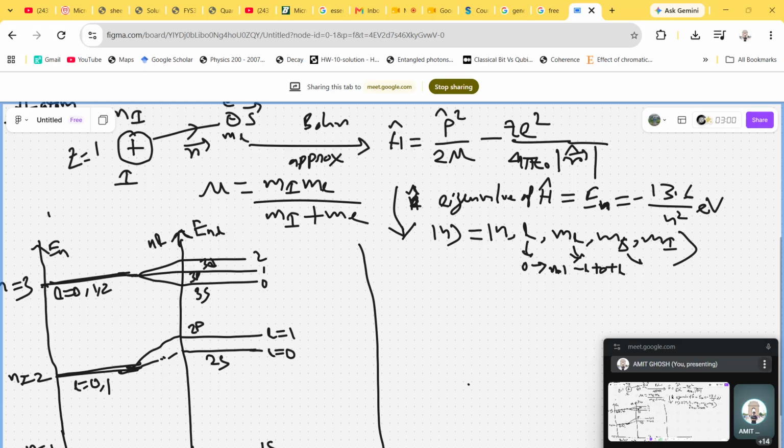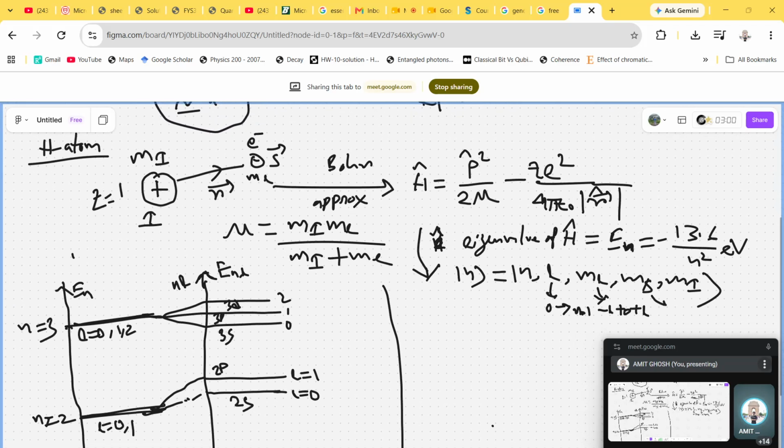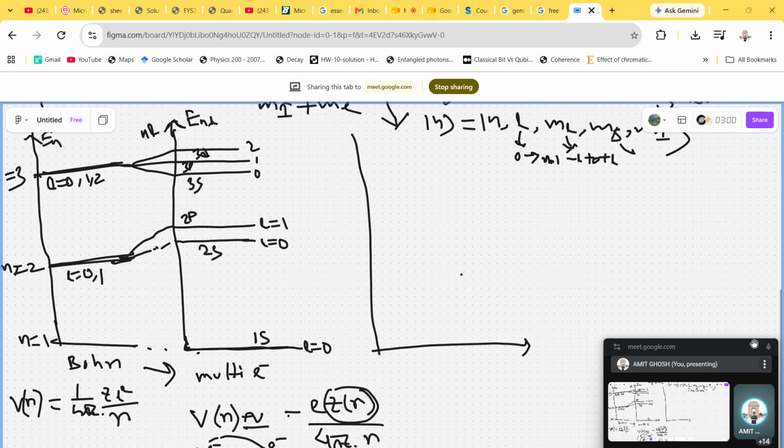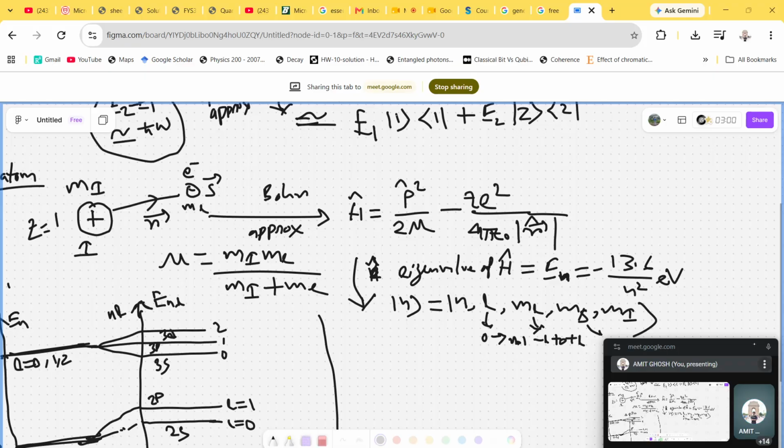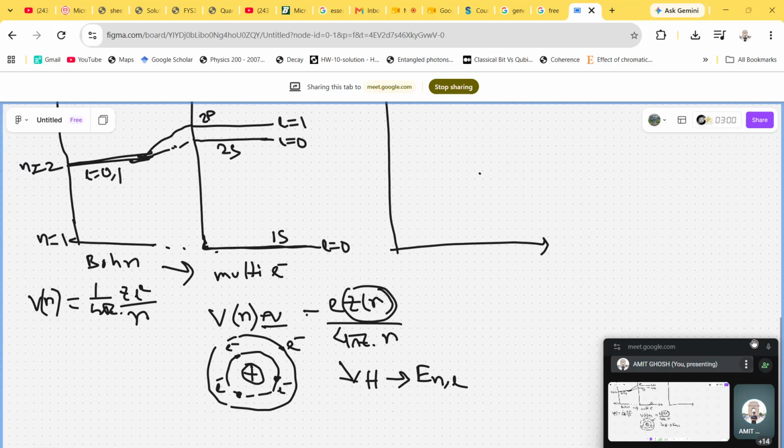Next, what people thought is that not all atoms are single electron like hydrogen. So there can be multi-electron atoms. So for that they modify the potential. So this V(r) term is modified now to introduce multi-electron things. After modification, V(r) is modified like this: e into Z(r) by 4 pi epsilon 0 r. So Z(r) is the effective charge. You don't need to remember all these formulas, I'm just telling you to remember the story, okay?